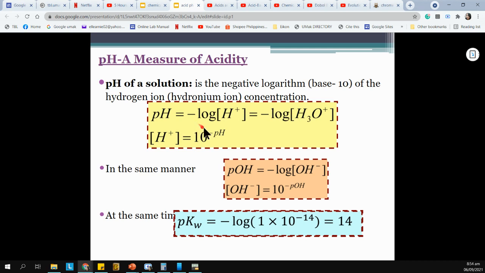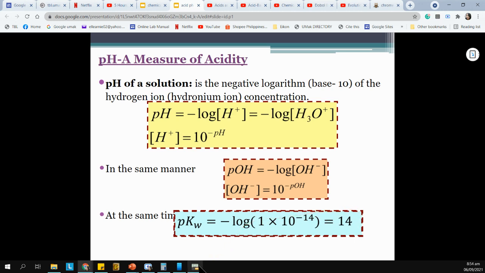And if you have the pH, you're going to get the anti-log of the negative pH to get the hydrogen concentration. Now, pOH is also the same thing: the negative log of the hydroxide concentration. To get the reverse value, we take the anti-log of negative pOH. And then pKw, the power of the Kw, so the negative log of 1 times 10 to the negative 14 will give you the value of 14.